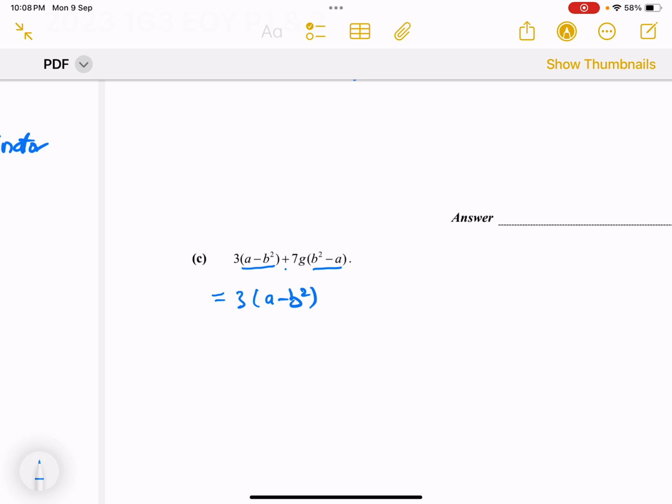The sign in front is now plus. We change the sign in front to minus. So when we do that, we can switch the terms around, so that now the common factor is a minus b squared. Alright. So what is left? 3 minus 7g. What is not underlined is what is left. We put in brackets.